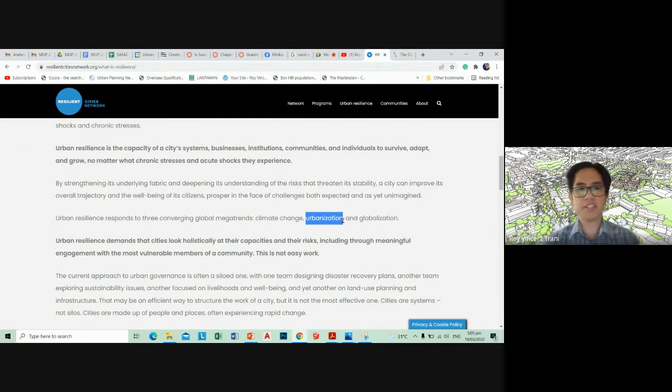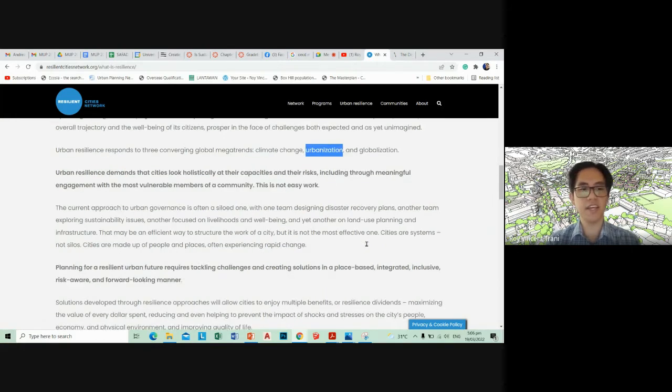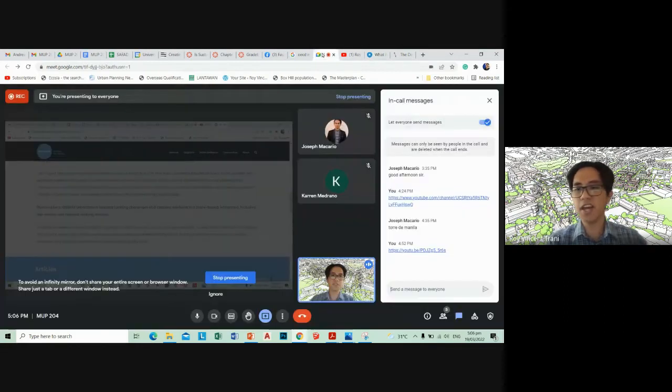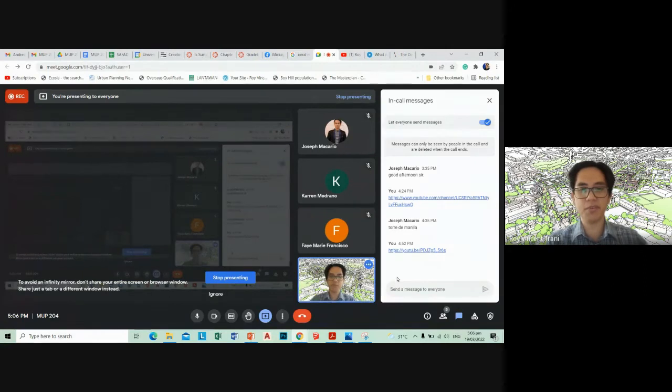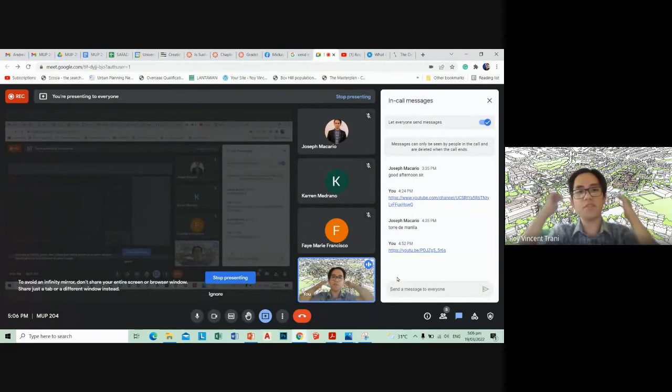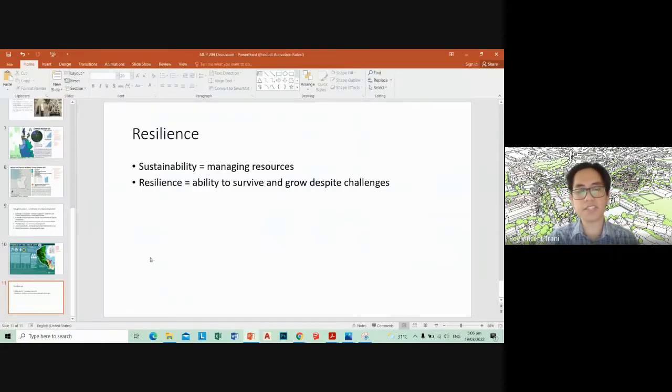So urban resilience demands that cities look holistically at their capacities and their risk, including through meaningful engagement with the most vulnerable members of a community. Planning for a resilient urban future requires tackling challenges and creating solutions in a place-based, integrated, inclusive, risk-aware, and forward-looking manner. So it's basically sustainability with more steps, focusing on the risks and the challenges in specific cities.